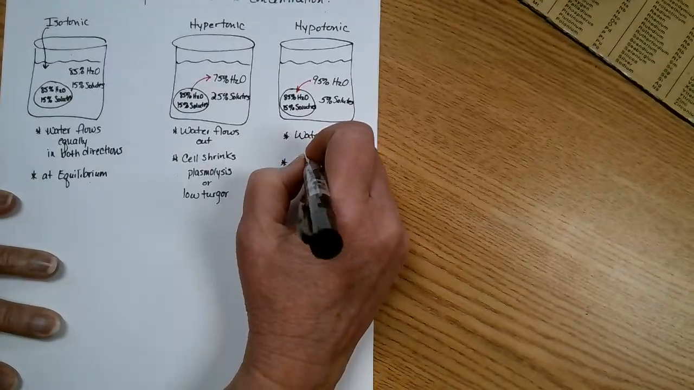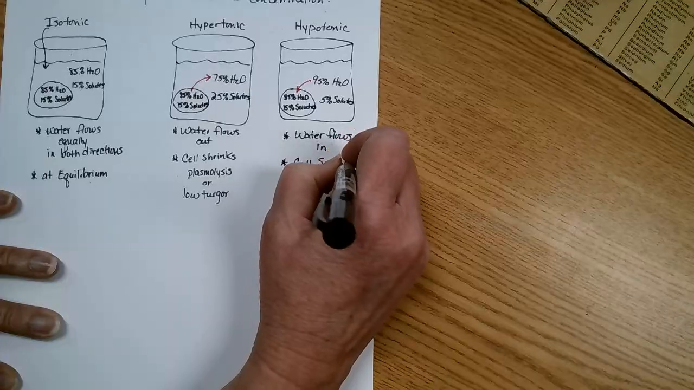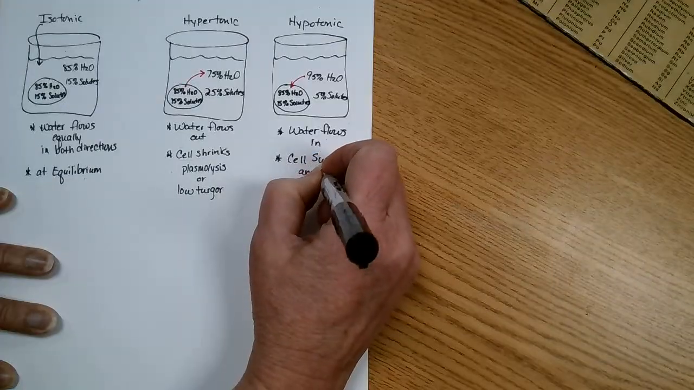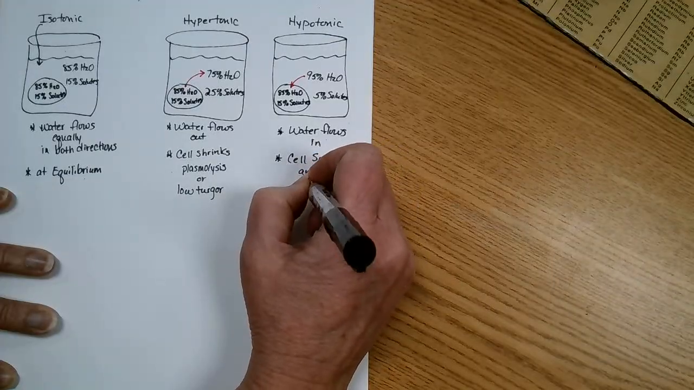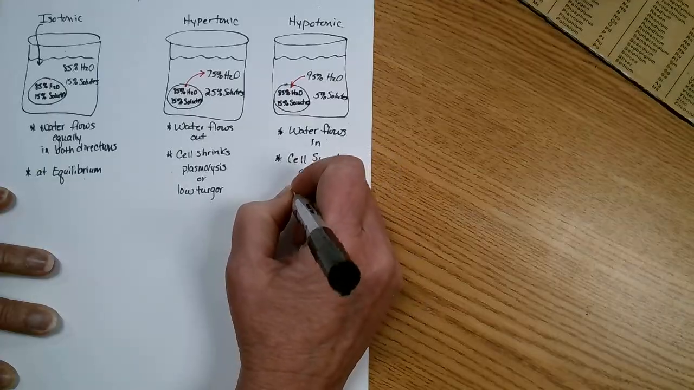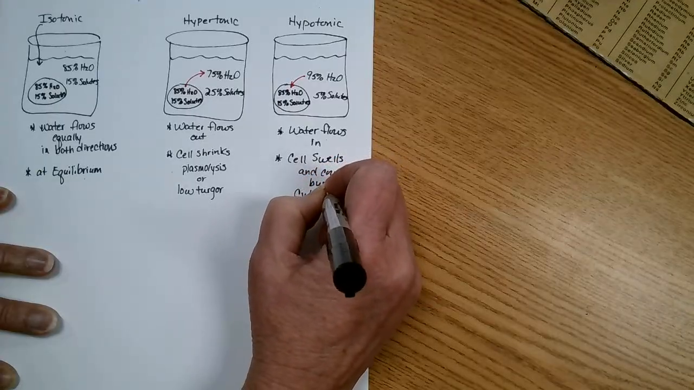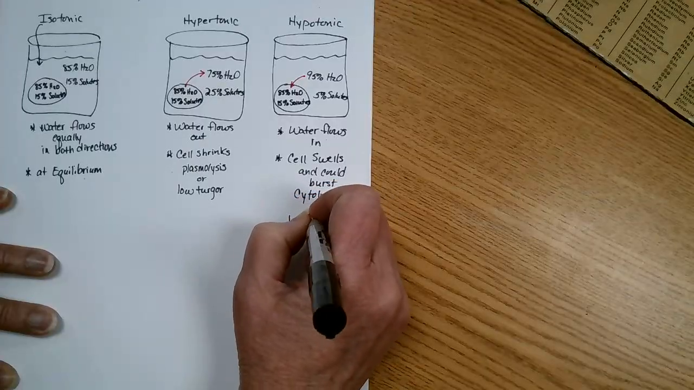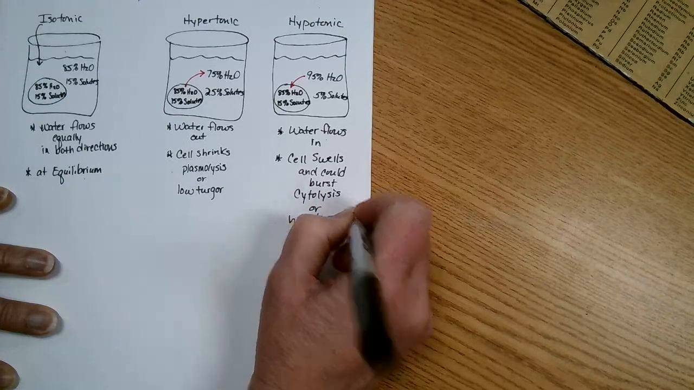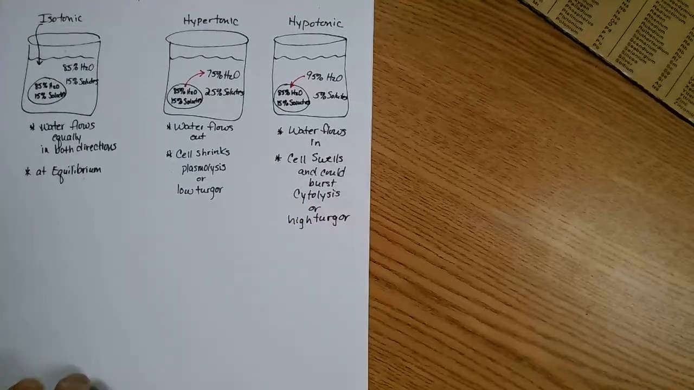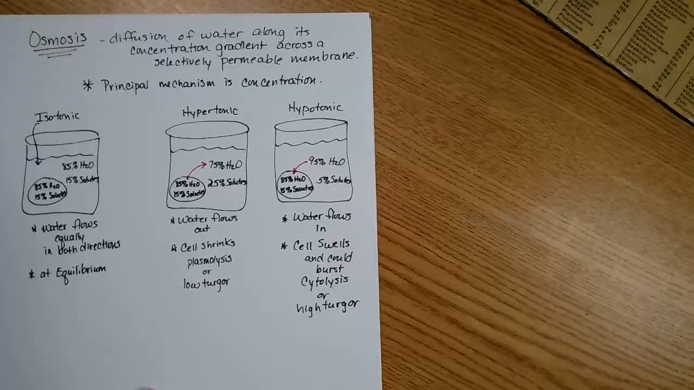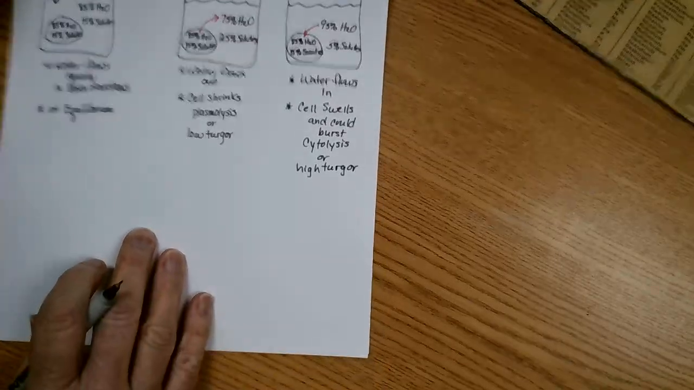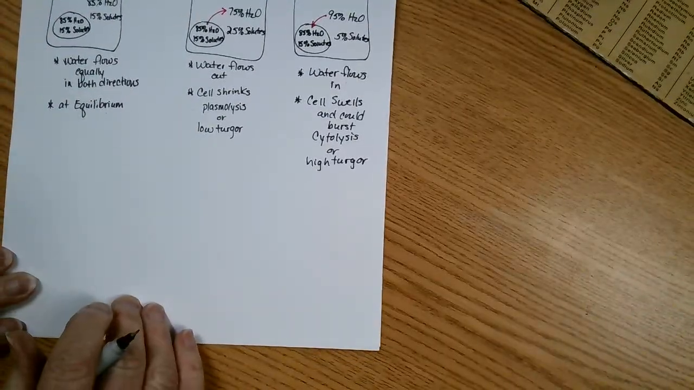So the cell swells and could burst, which is called cytolysis, or just have high turgor pressure. So that's what we did way back in first year bio. But we're going to add a little twist to it. We're going to say, what if we were dealing with molarities?